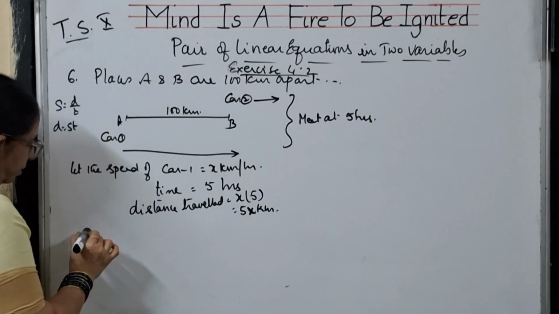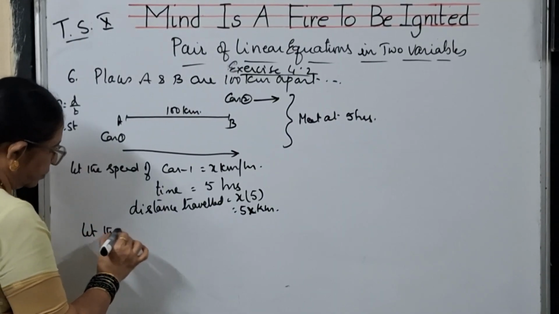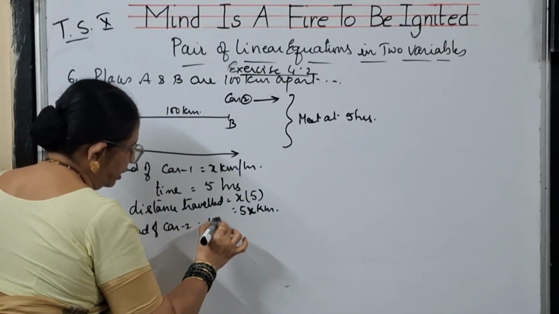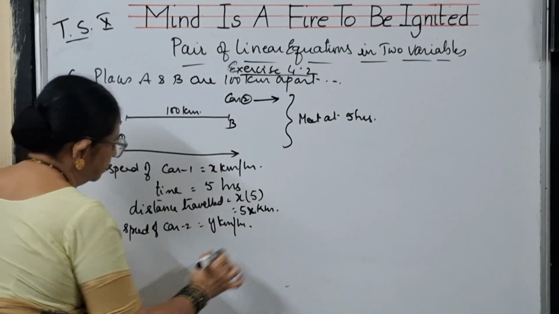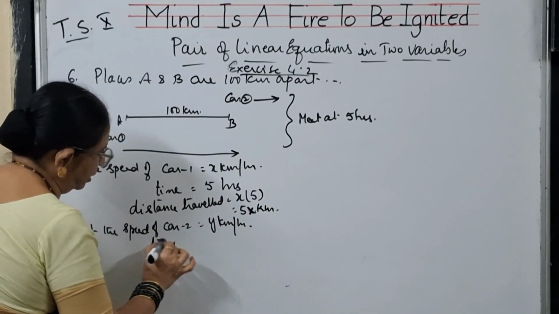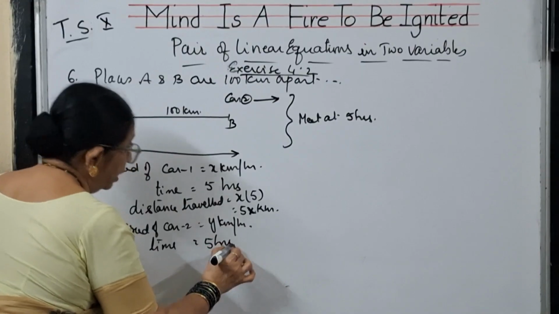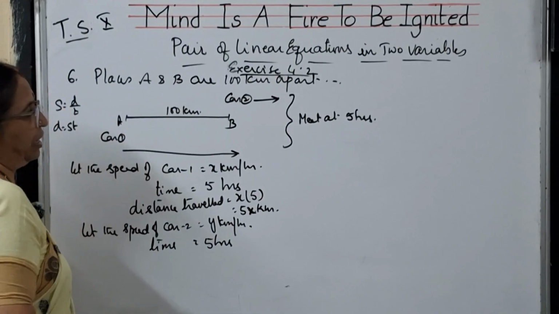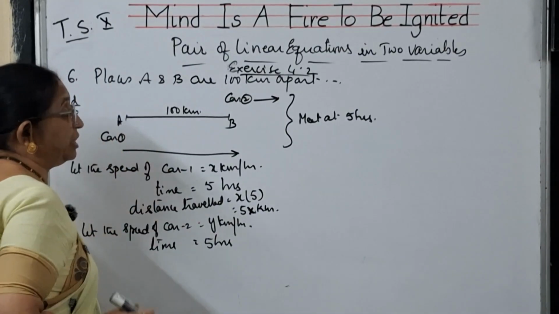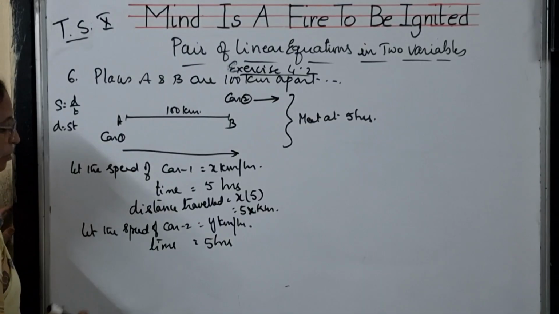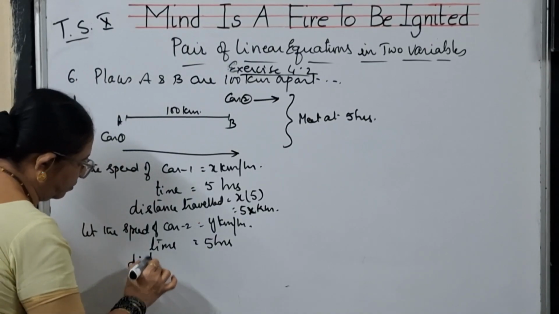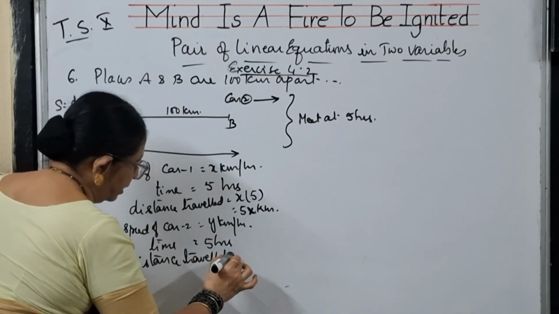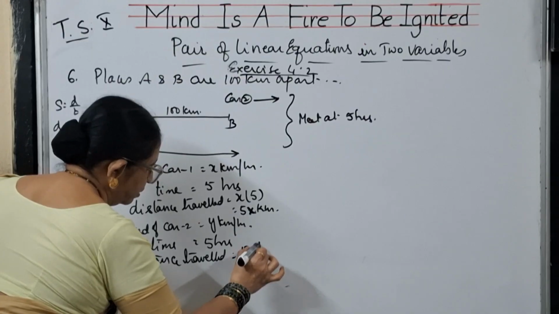Now let the speed of car 2 is equal to y kilometers per hour. And how much time has it traveled? It also has traveled 5 hours. Both of them started at a time, and after 5 hours they could meet each other. So here also time taken is 5 hours. So what is the distance traveled? Distance traveled is nothing but 5y kilometers.